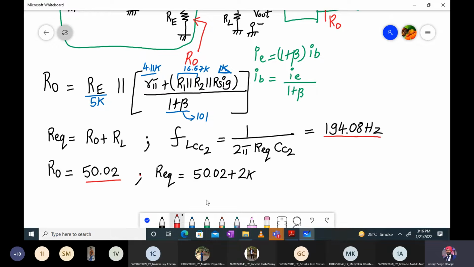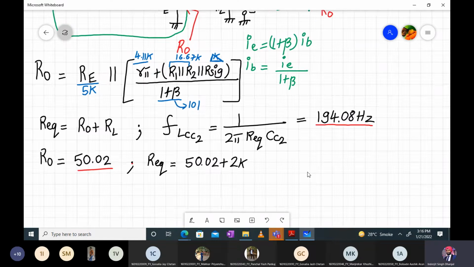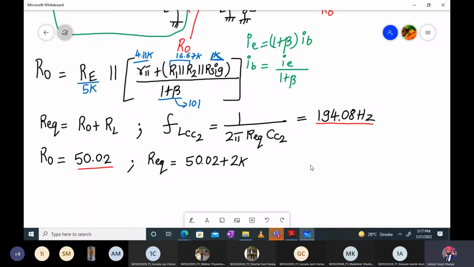I am continuing the recording and completing this numerical. So FL of CC2 is coming out to be 194.08 Hertz.